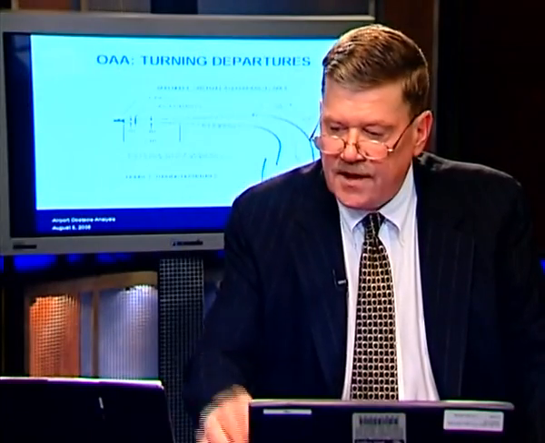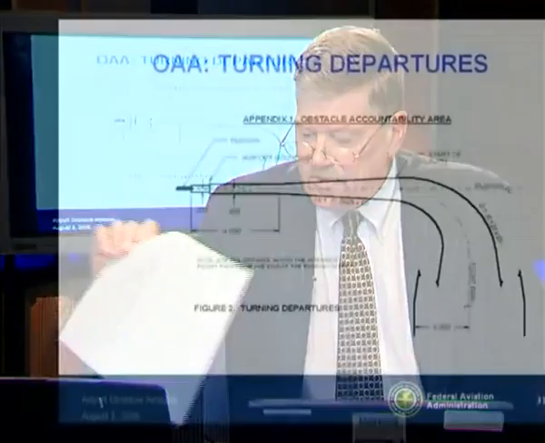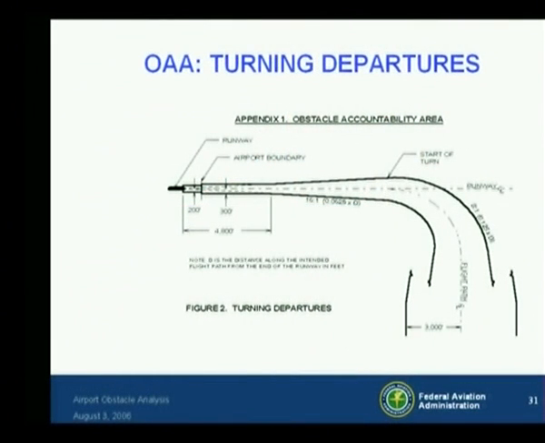Well, let's take a look at a picture of this. This is in the advisory circular also. Now here's starting from the runway. It's the same width as the straight-out departure we just looked at in the previous slide. And you go out and everything's exactly the same until you get to the start of the turn here.